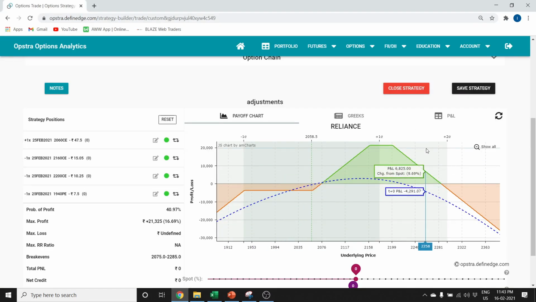This is our payoff graph of the original strategy. This is our upside break even level and this is our downside break even level. Our actual break even level is this on downside, but I'll consider this as break even level because here we have a small loss flat structure, so that is fine.